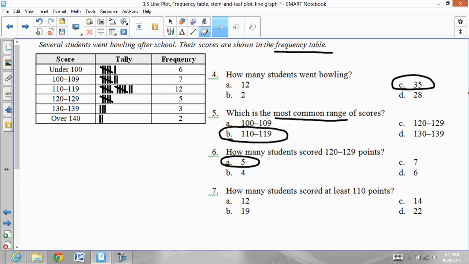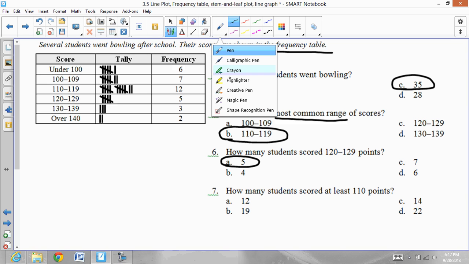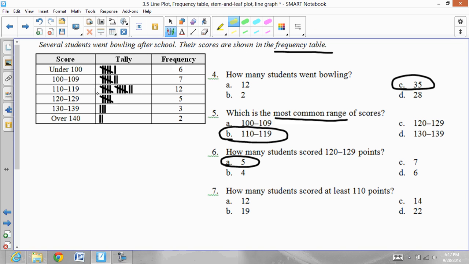Now let's focus on question number 7. How many students scored at least 110 points? So if you look at this, 110 points is here. So now they are asking you how many students scored at least 110 points.